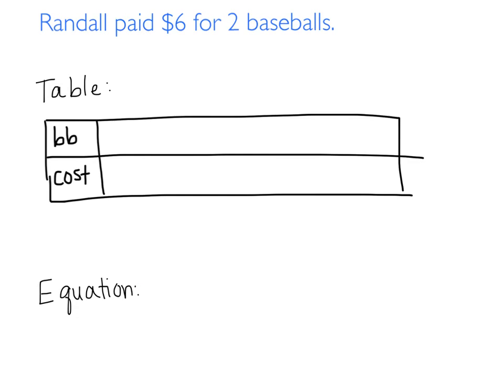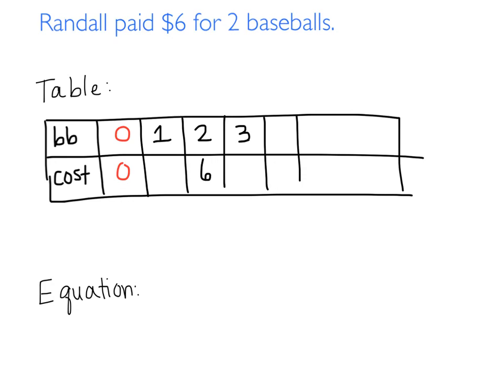All right, so I have a situation and I want to tell, is it proportional or not? It says Randall paid $6 for 2 baseballs. So I'm going to fill in a table with the information that I know. If I bought 0 baseballs, I know it cost me $0. I'm not quite sure how much it is for 1 baseball yet. For 2 baseballs, I know it's $6. I could maybe figure out 3, 4, and a bunch of other ones.